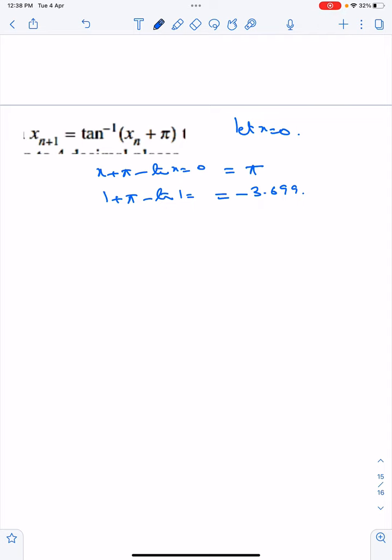One plus pi minus tan of 1, I'm getting 2.58 in this case. Okay, 2 plus pi minus tan of 2, I'm getting 7.326.